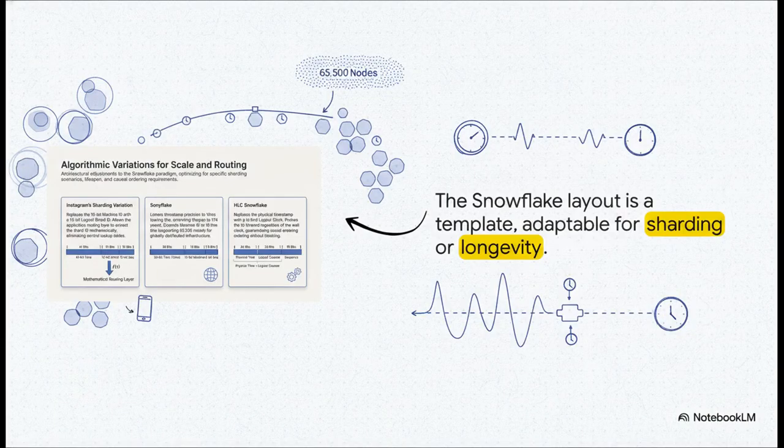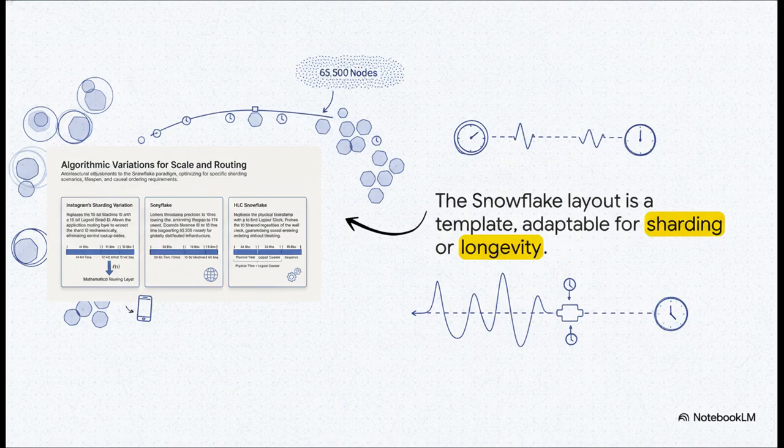Now, here's something really important to understand. That 41, 10, 12-bit layout, it's not a rigid rule. It's a template, and that's one of Snowflake's biggest strengths. You can totally tweak it for what you need. Take Instagram, for example. They needed to encode a database shard ID right into their IDs, so they just rejiggered the bits to make space for a 13-bit shard ID.